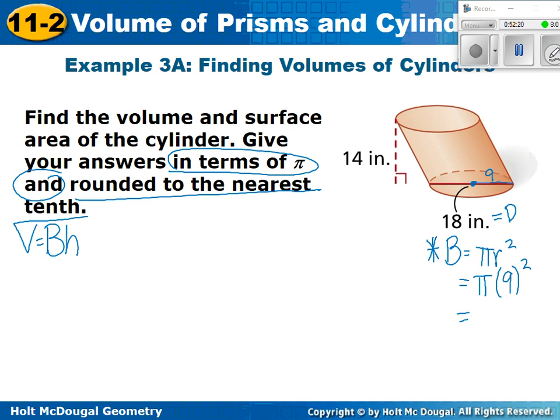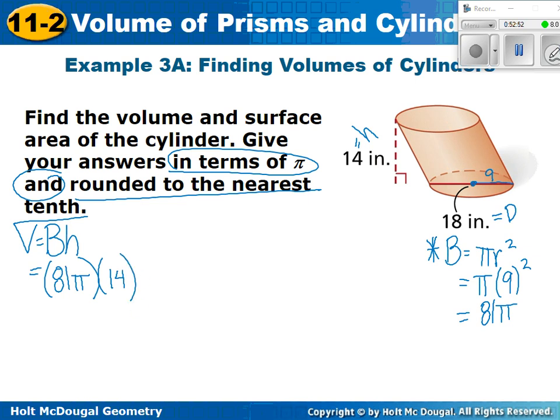Okay, so let's go ahead and do it. What's 9 squared? 81. Keep your pi at the end. Don't round it. Leave it in terms of pi. All right, so we found our area of our base. What's our height of this cylinder? 14. Remember, your height is going to be the perpendicular distance between your bases. And since it's oblique, the height's outside the cylinder. So now we just plug it in. We have 81 pi for the area of the base, and the height is 14.